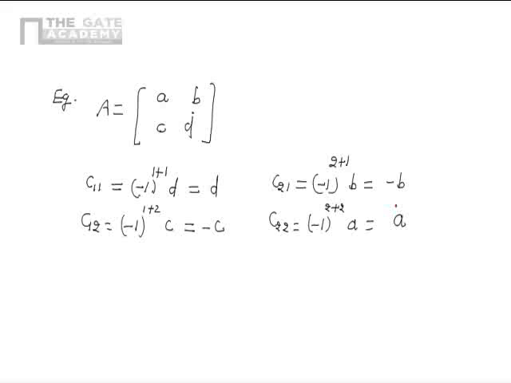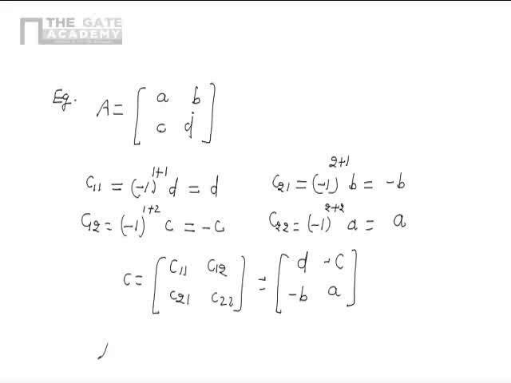So I can write the cofactor matrix as C is equal to C11, C12, C21 and C22. So if I substitute these values, I'll be getting D, minus C, minus B and A.